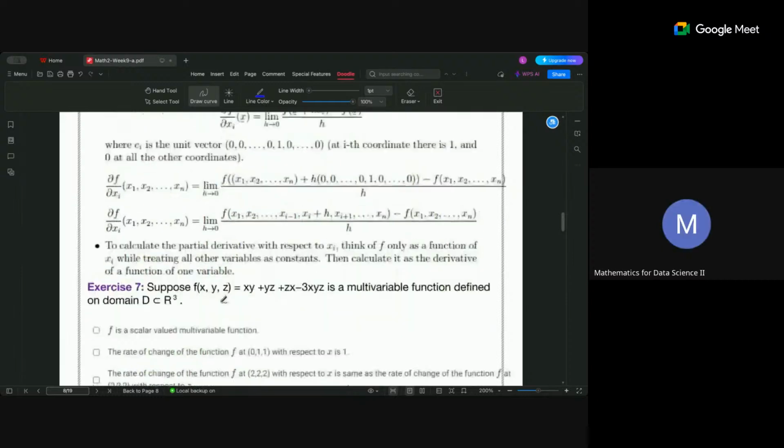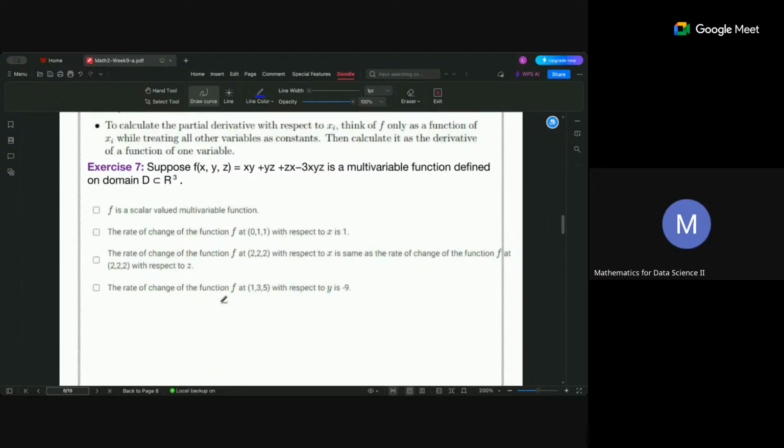Okay, fine. So look at this function. First of all, is this a scalar valued or a vector valued function? Scalar, ma'am. Scalar valued. So everyone quickly find what is the rate of change of f at 0, 1, 1 with respect to x. So instead of going through the limit definition, can we now quickly use the usual derivative formula which we already know?